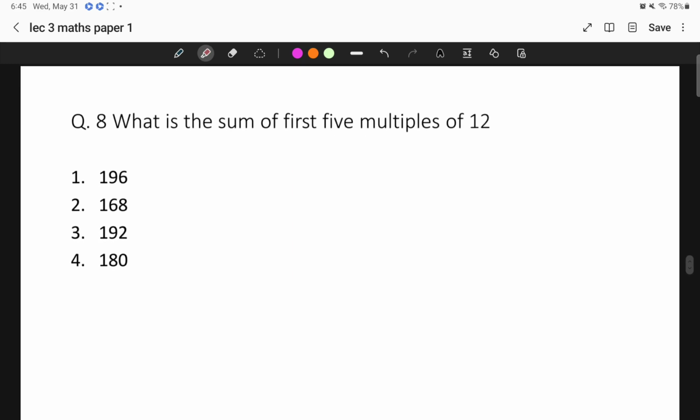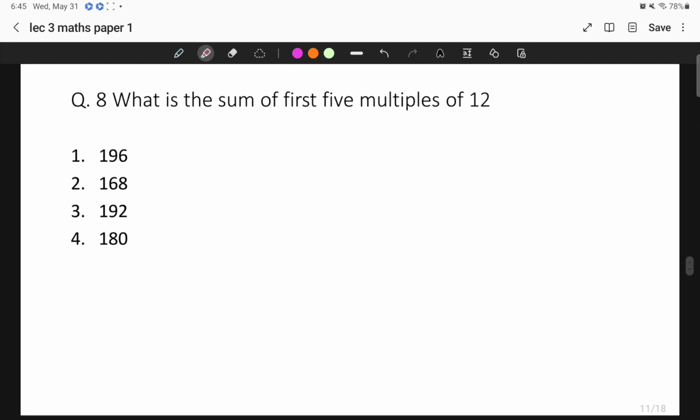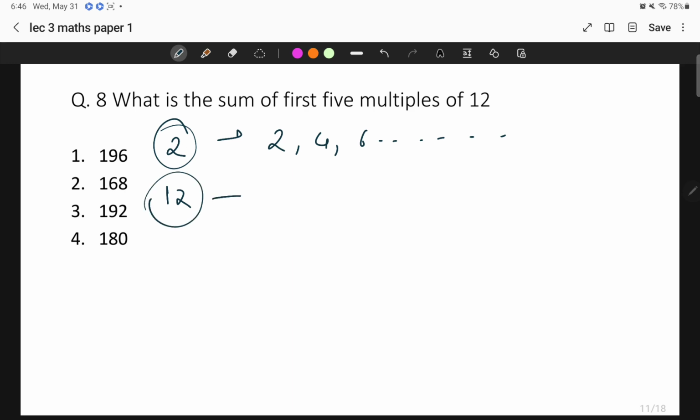Got it? Next question: what is the sum of the first 5 multiples of 12? Whenever they talk about multiples, it simply means we have to go through the table. If they are talking about the multiples of 2, it means 2 ones are 2, 2 twos are 4, 2 threes are 6, and so on. What are the first 5 multiples of 12? 12 ones are 12, 12 twos are 24, 12 threes are 36, 12 fours are 48, and 12 fives are 60. So they are asking us to find the summation.